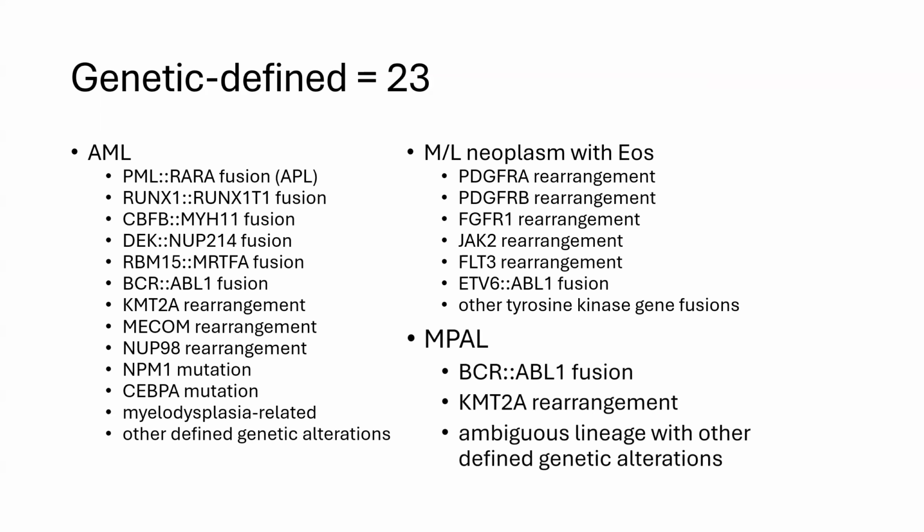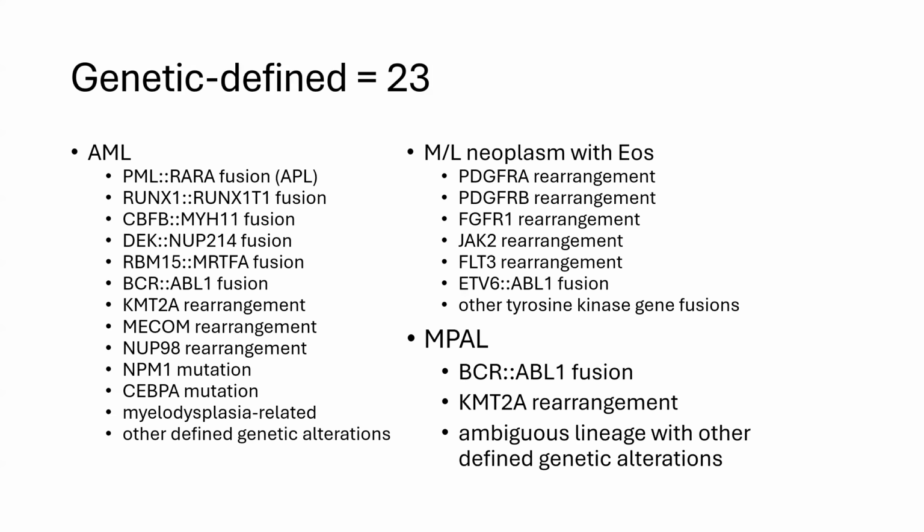We can also include in this category the mixed phenotype acute leukemias, as they can present with increased myeloid blasts. These include mixed phenotype acute leukemia with BCR-ABL1 fusion, KMT2A rearrangement, and ambiguous lineage with other defined genetic alterations.